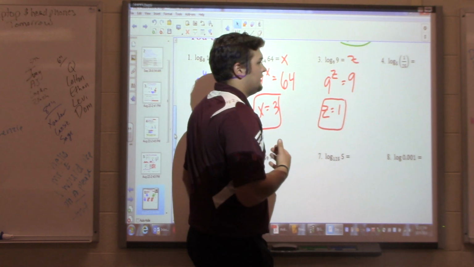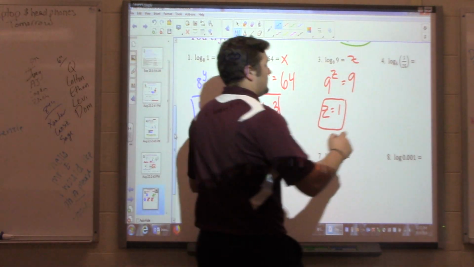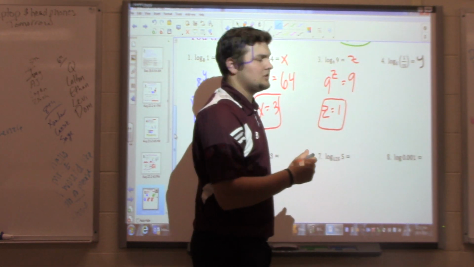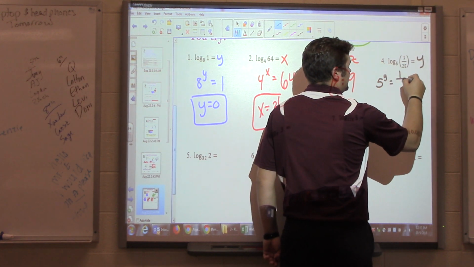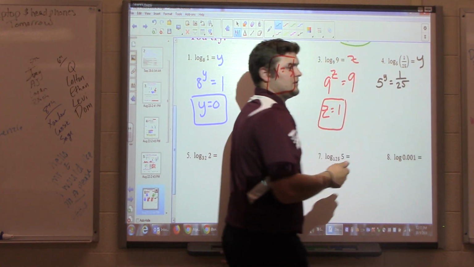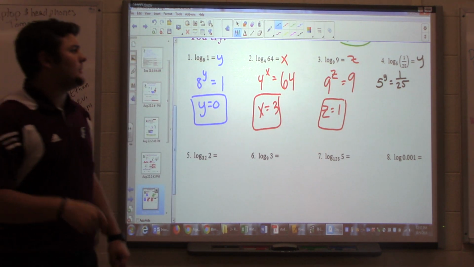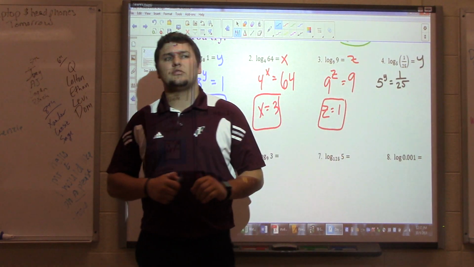It's a little bit different. Log base 5 of 1/25 equals, let's say what? It's a variable. Alright, so I'm going to change it to an exponential. So I'm going to get 5 to the y power equals 1/25. Right? Base of my log becomes base of my exponent. What my log equals is my exponent. And what I'm taking the log of is what it equals.